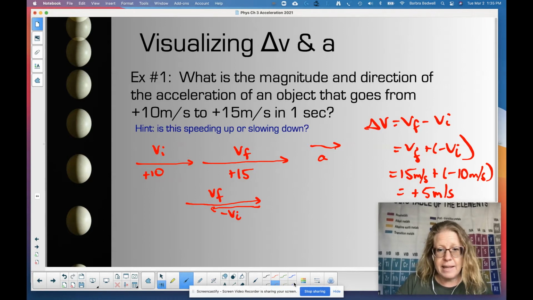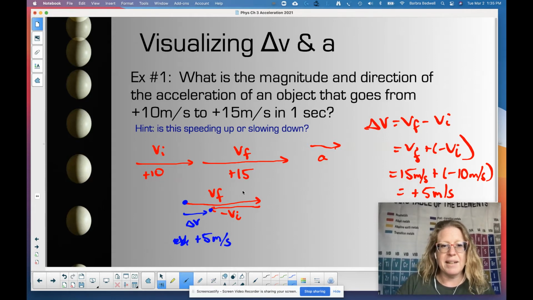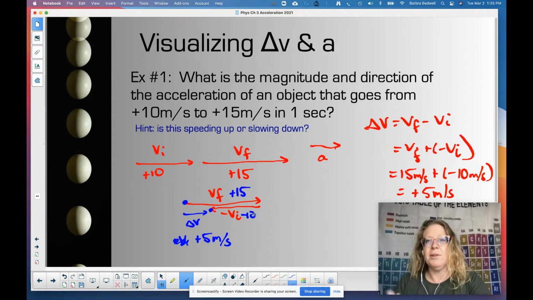And that means that our delta V, again, starts at the tail of the first vector and ends all the way at the tip of the second vector, which is right there. So it starts here and ends here, points that way. So this has got to be our delta V, and it would be in the positive direction, the same direction as VF. So it's plus 5 meters per second. Again, because this is plus 15, this is negative 10. Okay, it's just getting used to representing it.